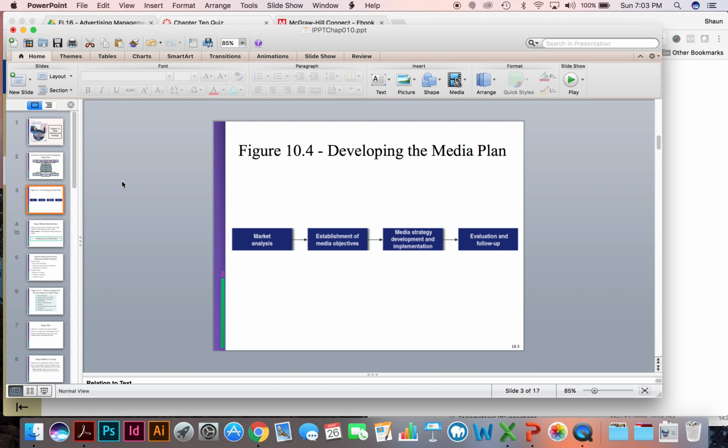After establishing these objectives, you want to create the media strategy development and implement it. Afterwards, you're going to evaluate based on those KPIs that you established in step 2, and then follow up by changing or continuing the plan.